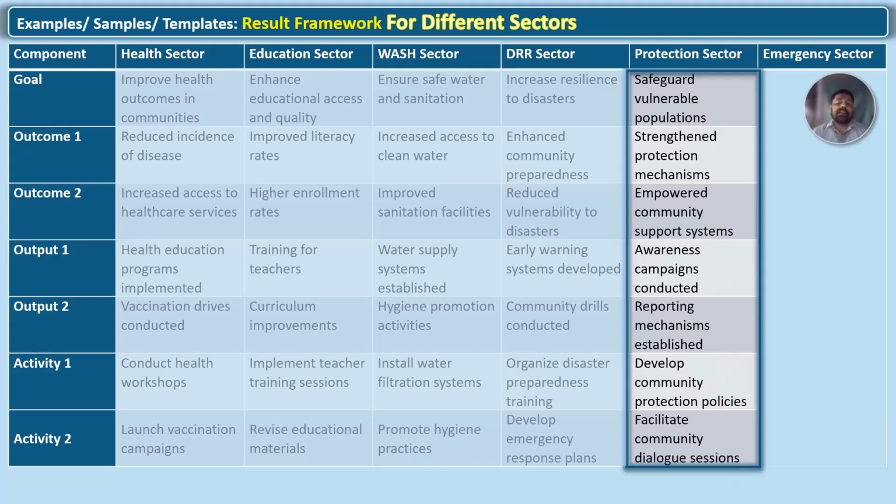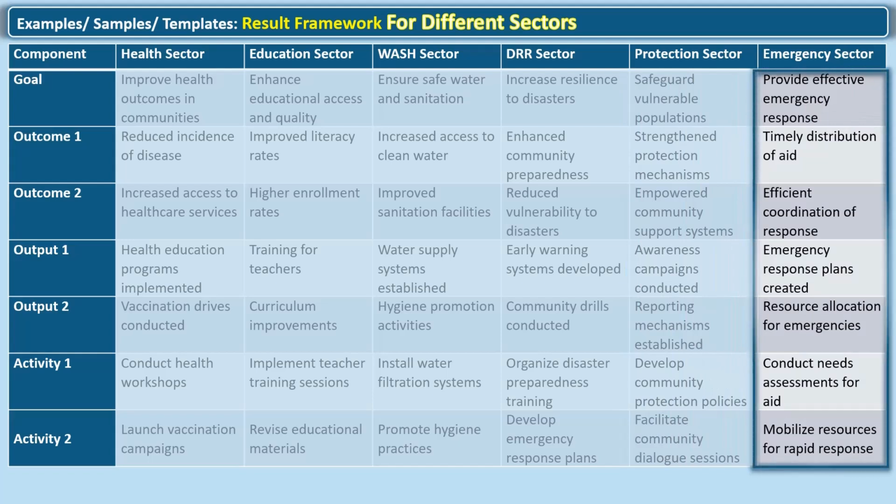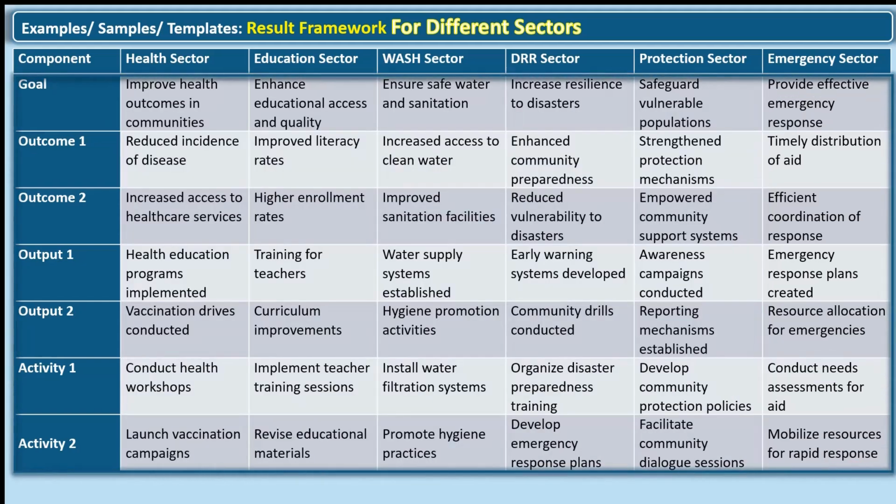And here you can see an example for emergency project. Provide emergency response, timely distribution of aid, efficient coordination of response, emergency response plans created, resource allocation for emergencies, conduct needs assessment for aid, mobilize resources for rapid response. These were some examples related to statements for different levels of a result framework for different sectors.